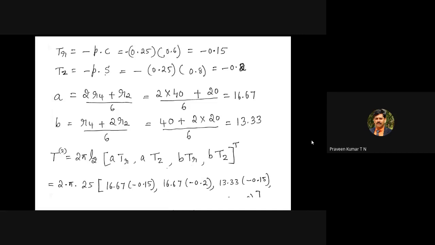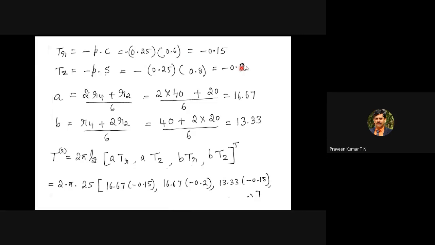From that we can find out TR, the average traction acting along the R direction. TR is given by minus P into C. The P value is the average UDL acting on edge 4-2, which is 0.25. In a similar way, C is also given, it is 0.6. Finally we get minus 0.15. Similarly, TZ is minus P into S. Minus P is common, that is 0.25 into S, which is 0.8.